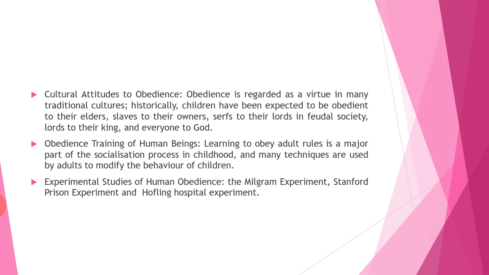Now, cultural attitude to obedience. Obedience is regarded as a virtue in many traditional cultures. Historically, children have been expected to be obedient to their elders, slaves to their owners, serfs to their lords in feudal society, and the lords to their king, and everyone to God. And obedience training of human beings: learning to obey adult rules is a major part of the socialization process that exists in our society in childhood, and many techniques are used by adults to modify the behavior of children.